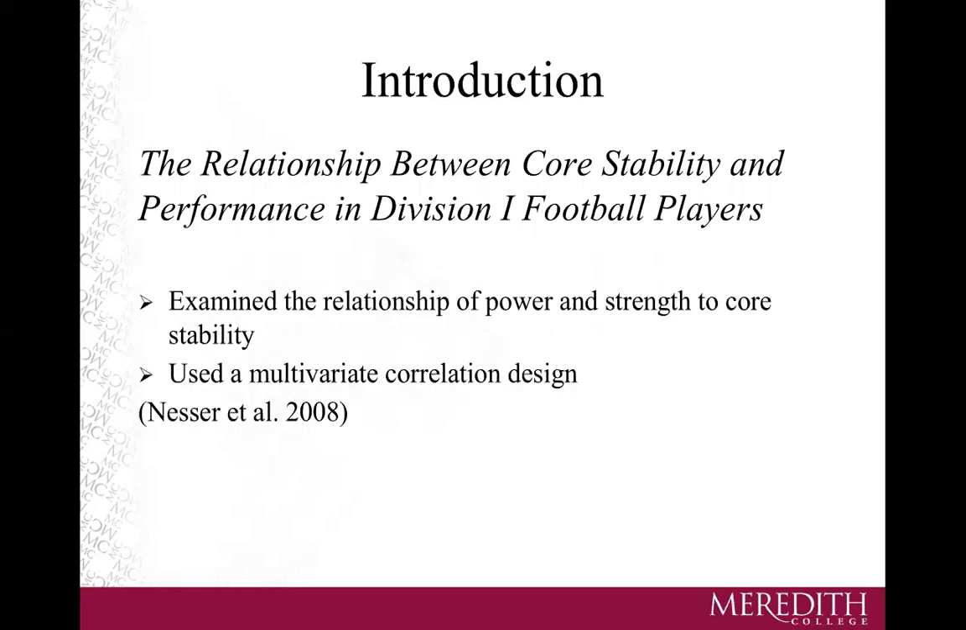So the first study is the relationship between core stability and performance in Division I football players, and this study examined the relationship of power and strength to core stability. It used a multivariate correlation design, which is a design used to test an association involving more than one measured variable. The purpose is to measure the correlation between the variables' values and the best predictions that can be computed linearly from those predictive variables.